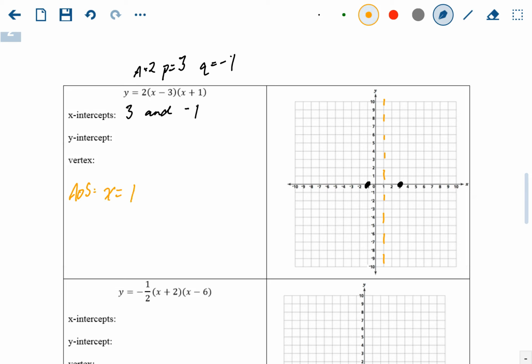The y-intercept, again, multiply those three a, p, and q values together. 2 times 3 is 6 times -1 is -6.